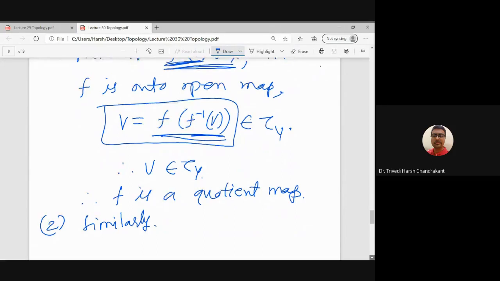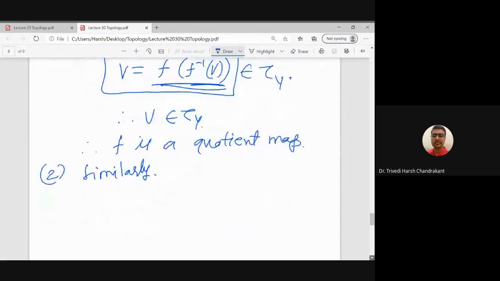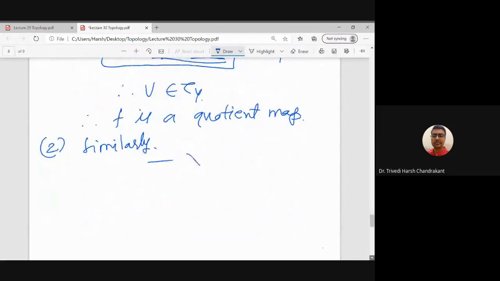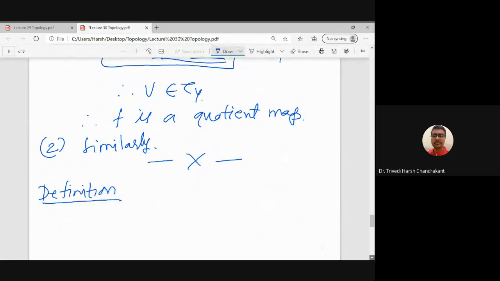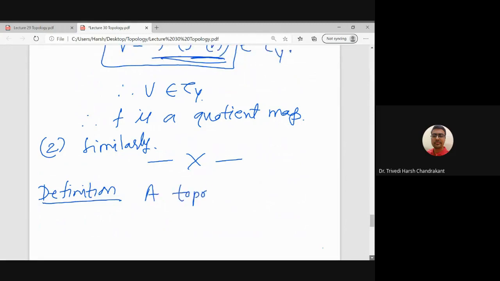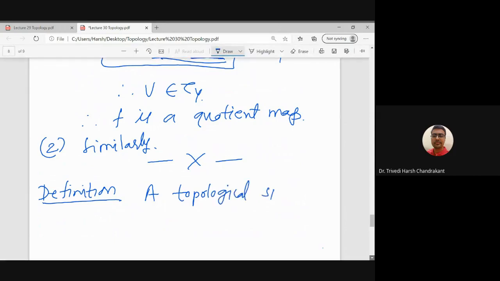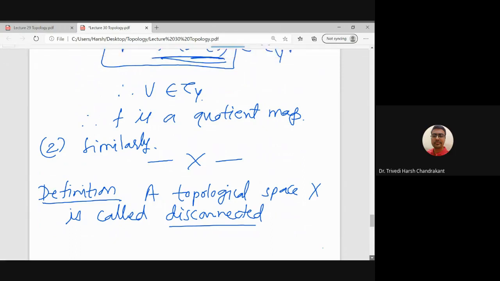Now there are still 10 minutes, so let us start some basic definitions related to the next topic, which is connected topological spaces. So a topological space X is called disconnected. First of all, we'll define what a disconnected space is, and the space which is not disconnected is connected.